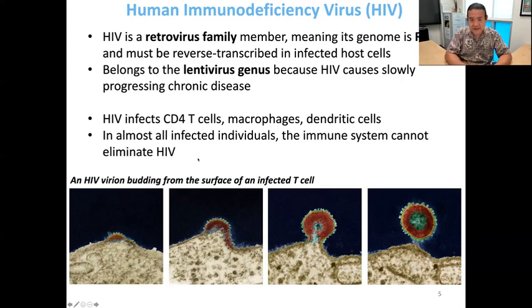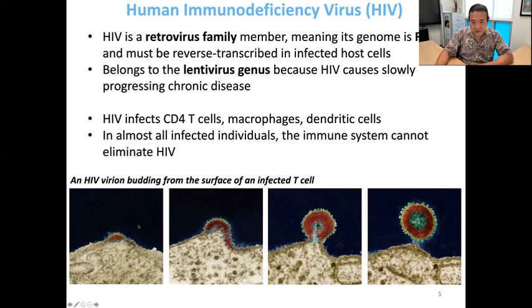The host target cells inside of the human body are cells of the immune system. So HIV preferentially infects CD4 helper T cells, macrophages, and also dendritic cells. And over time, in almost all infected individuals, eventually the immune system cannot fully eliminate HIV, so there's always a pool of HIV in the body. And of course, over time, if the cells that are preferentially being infected and destroyed by the virus as part of its normal life cycle are these critical immune cells, that's what leads to immunodeficiency over time.